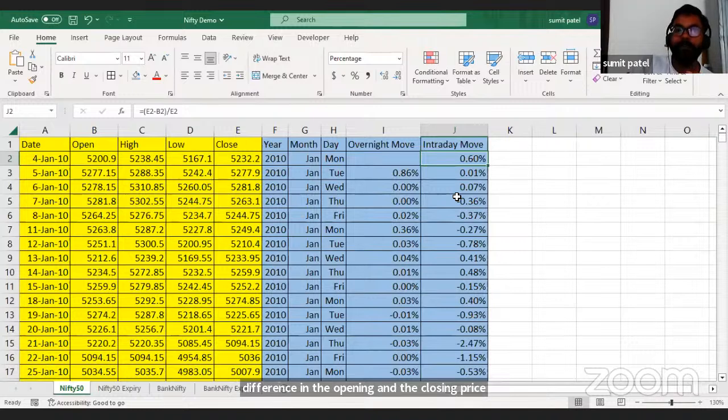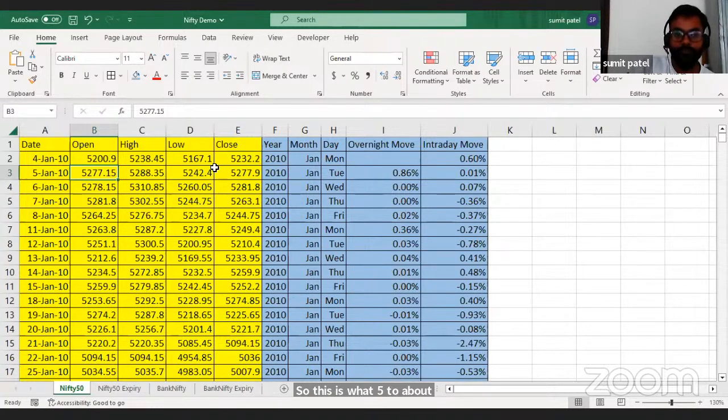Now, can anyone tell me why did I choose to go with the percentages and why not the numbers? Why did I convert it to a percentage move rather than seeing the absolute move of the numbers? So this is what 5 to about 50, 55 points of increase.